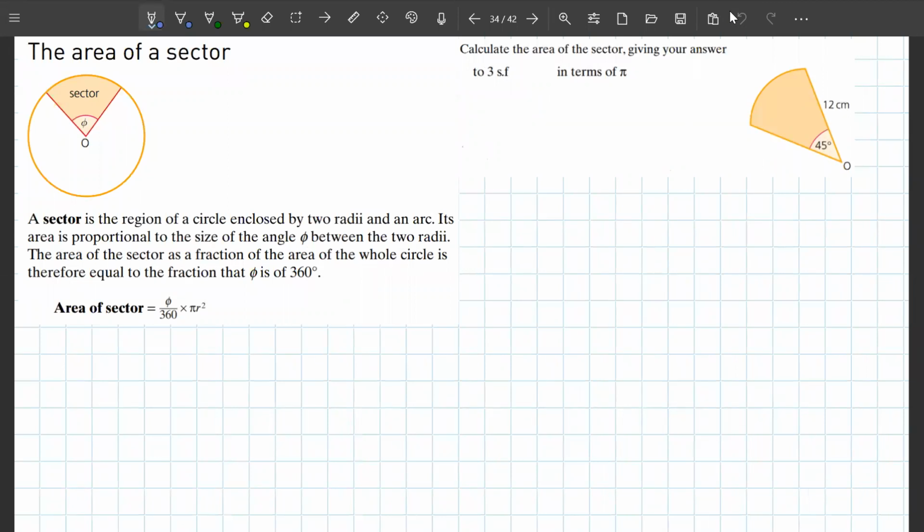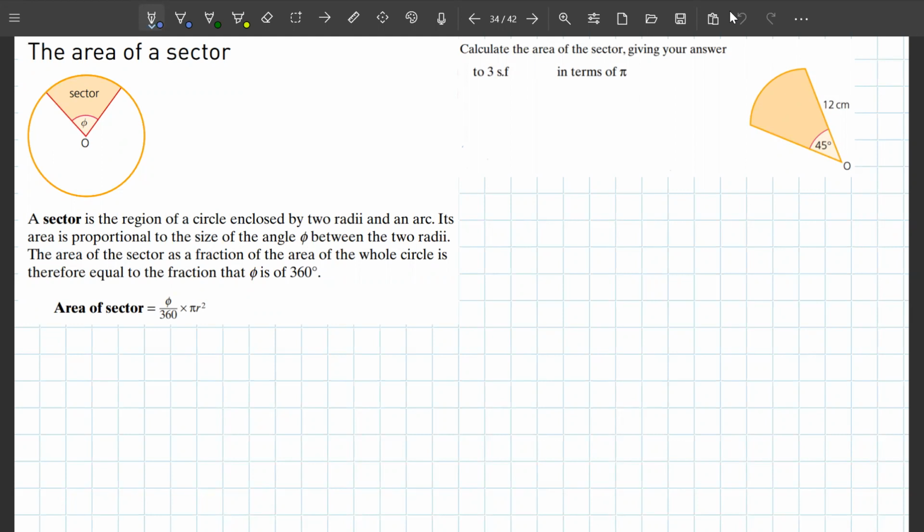Today we'll discuss the area of a sector, and I divided it into two parts. In the first part, we will discuss a few questions on the area of a sector in degree form, and in the second part of the video you will find the solutions in radian form. Okay, so let's have a look at the area of a sector.